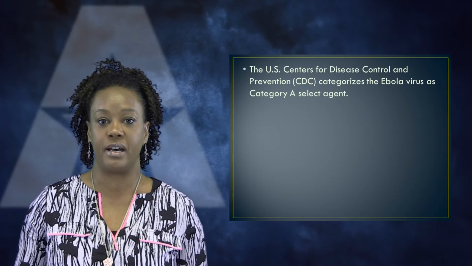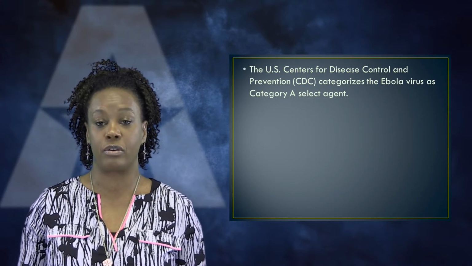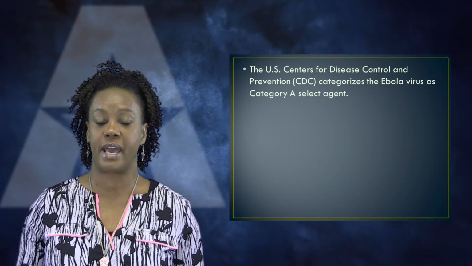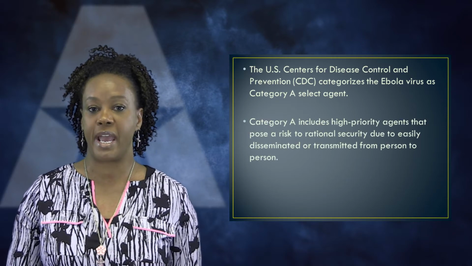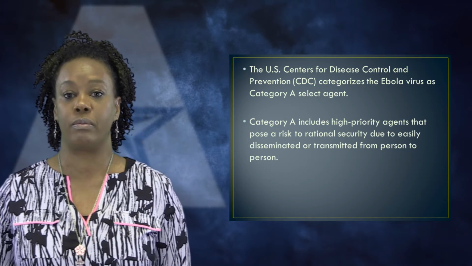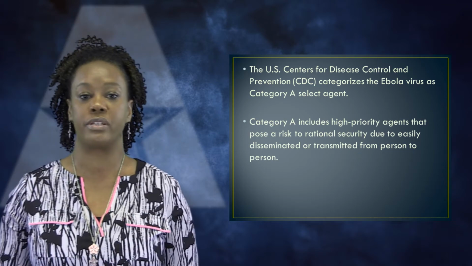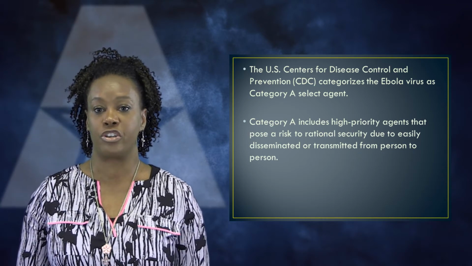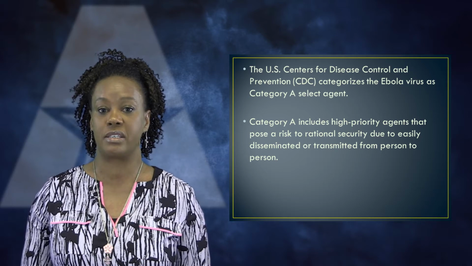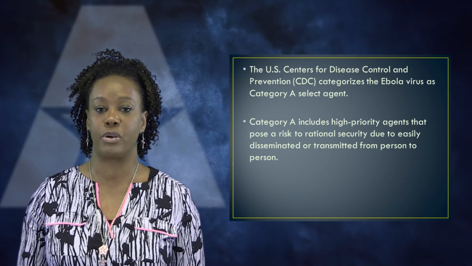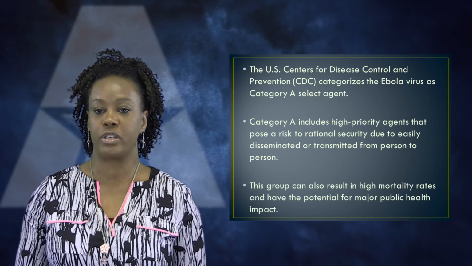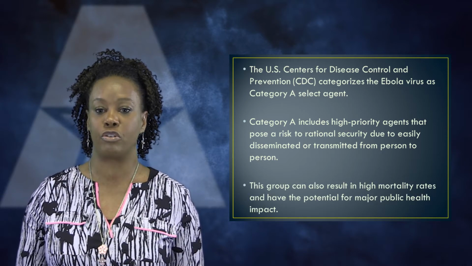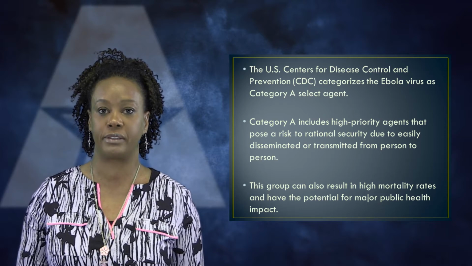The CDC categorizes the Ebola virus as a Category A select agent. A Category A agent is a high-priority agent that poses a risk to national security because it can be easily disseminated or transmitted from person to person. This group can also result in a high mortality rate and has the potential for major public health impact.